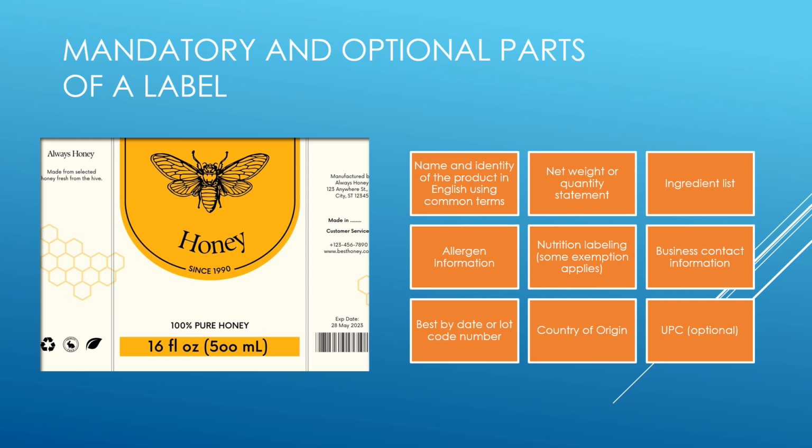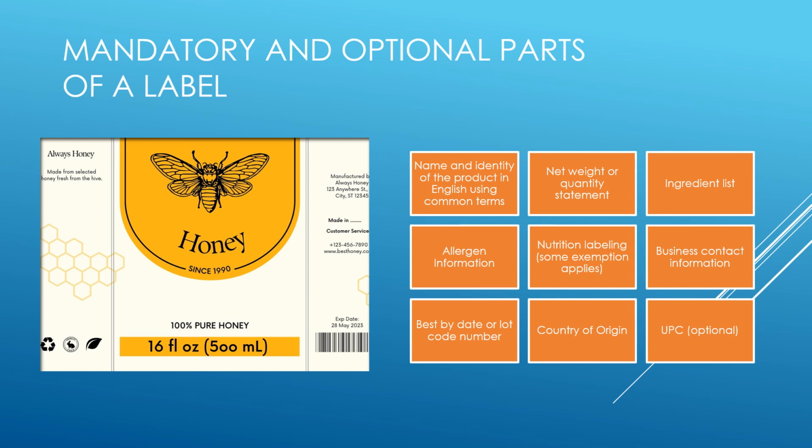There's the ingredient list, the allergen information, which is very important these days, nutrition labeling. There are some exemptions that apply. Make sure there is business contact information on that label, the best by date or code, or lot code number. This is very important for traceability.